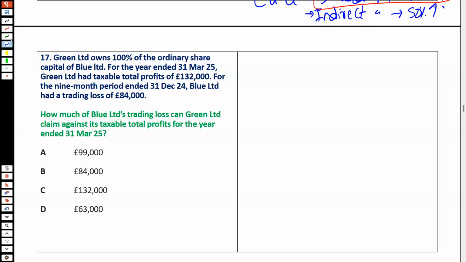Green Limited owns 100% of the ordinary share capital of Blue Limited. For the year ended 31st March 25, Green Limited has taxable total profits of 132,000. For the 9-month period ended 31st December 24, Blue Limited had a trading loss of 84,000. How much of Blue Limited's trading loss can be claimed against profits for the year ended 31st March 25?